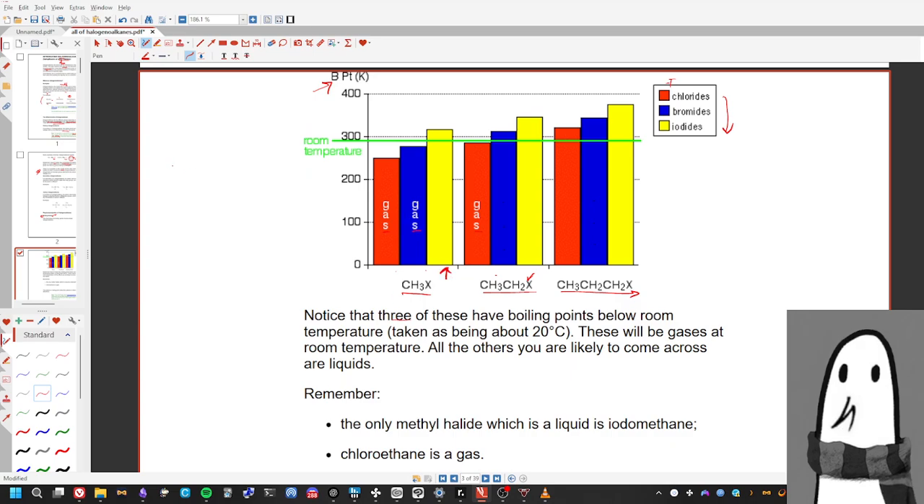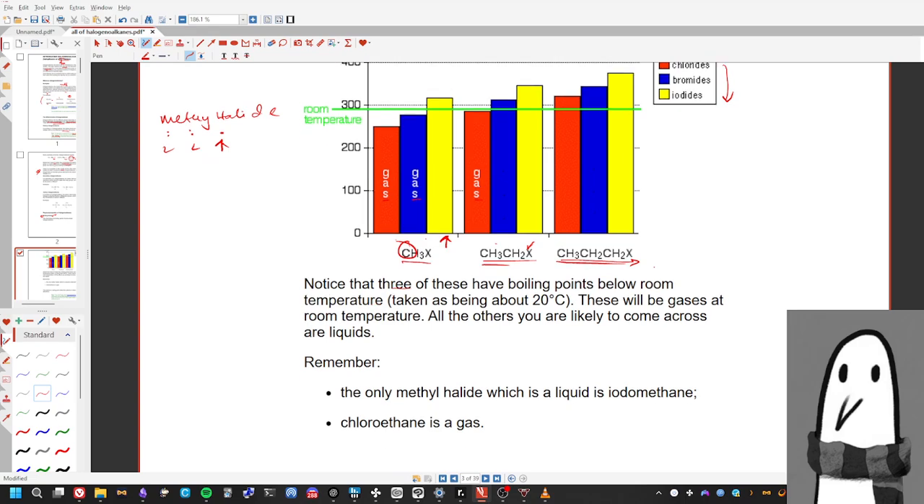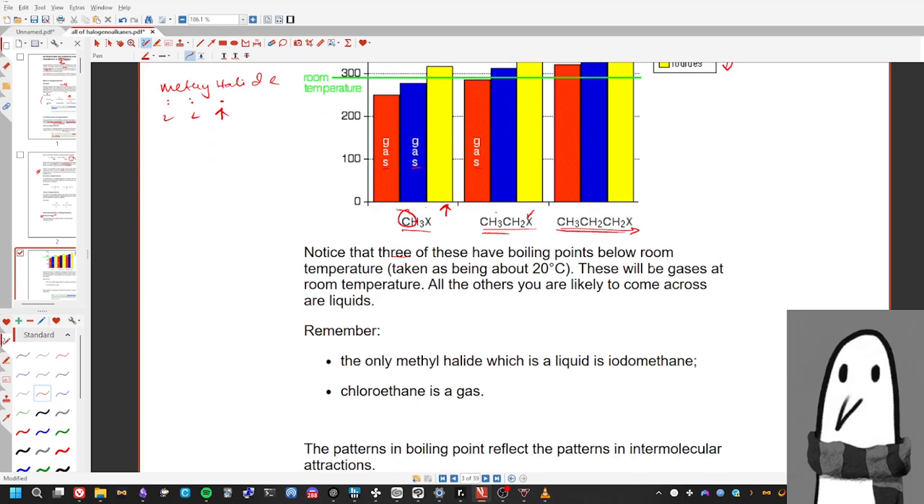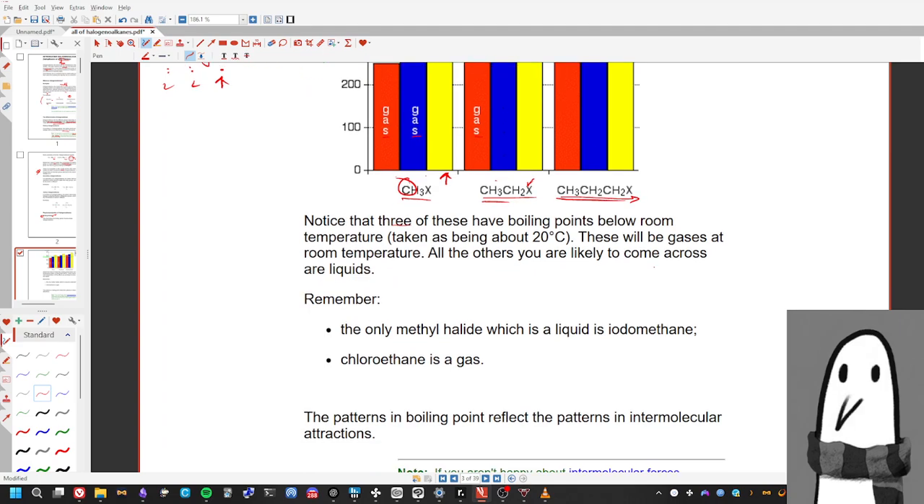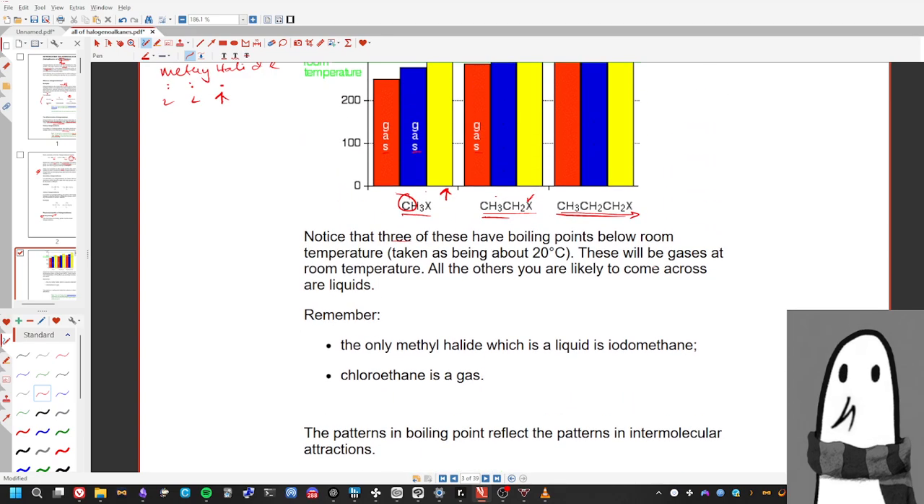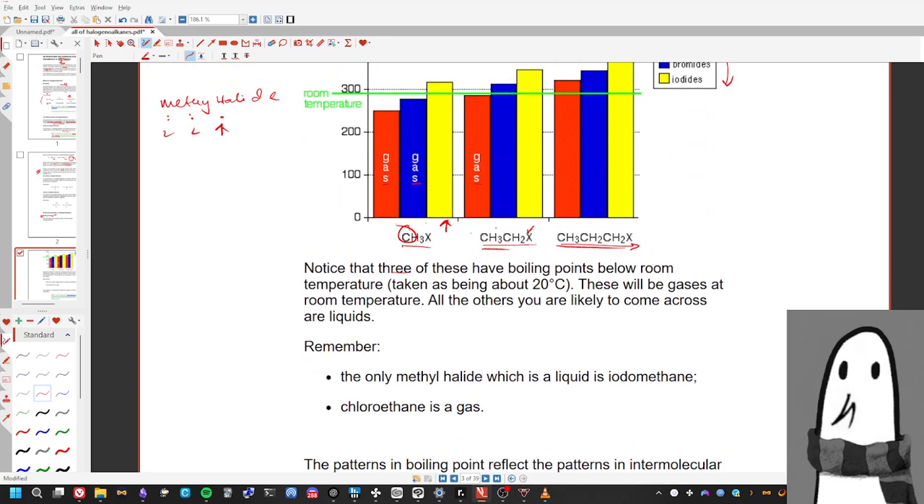When you're looking at methyl halides, you only have three options to choose from. Which one is going to be liquid? It's going to be your iodine. Your chlorine and your bromine are both going to be gases at the methyl stage. Methyl is the first carbon, ethyl the second, and butyl. Chloroethane is a gas, and when you're talking about ethane, chloroethane is going to be your only gas here.